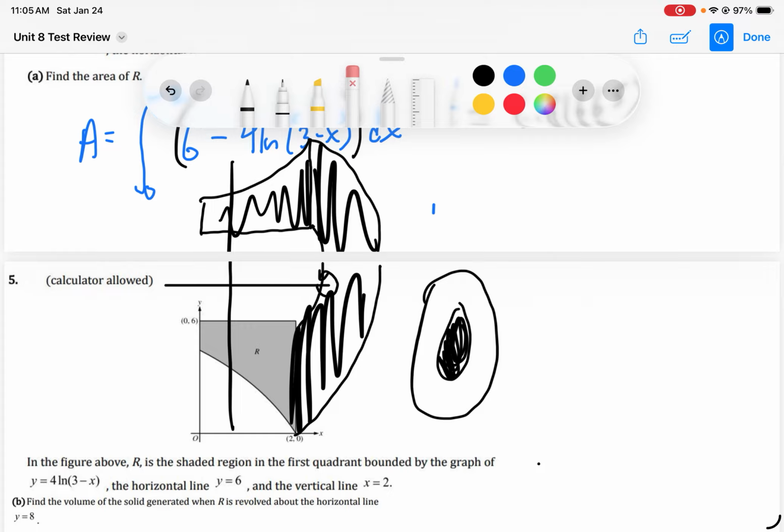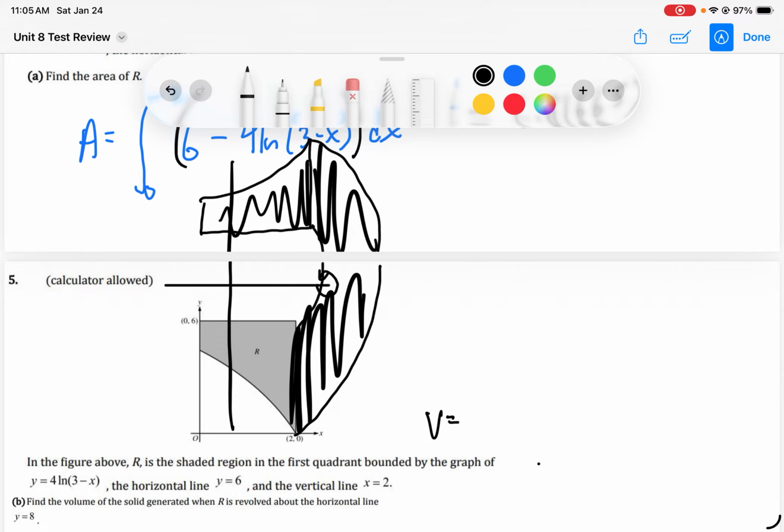So to find that, it's still an integral. The volume is equal to the integral of the cross sections from 0 to 2. And we call this the big R, the big radius. I wish they wouldn't call that big R right here. Big R is the distance from the axis of revolution to the furthest away point on that shaded region.